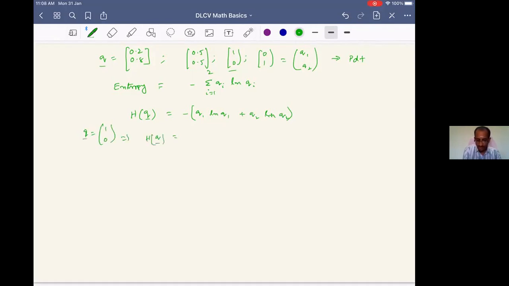It is 0 because this first term is 0. Log 1 will become 0. So 1 into log 1 is 0. The second term is 0 into something, which is also 0.